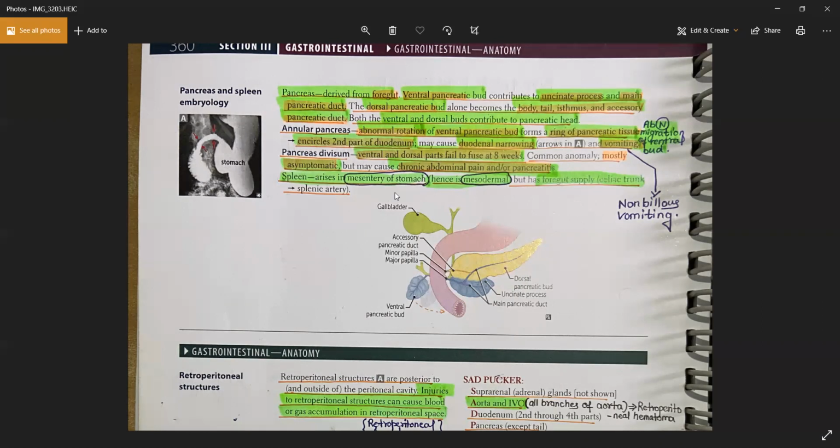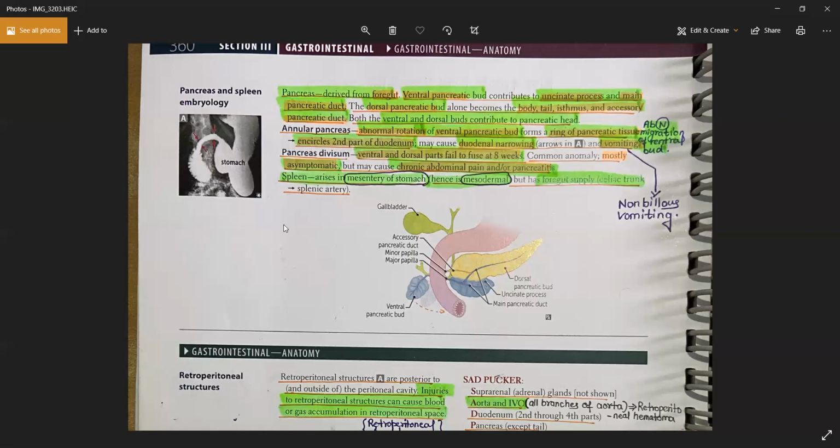Okay, and yeah, as you can see, in this case there's a circling of the duodenum happening, right? And because of the circling, what can happen is the annular pancreas. It can cause the constriction of the duodenum. At the second part, the patient will get non-bilious vomiting, abdominal distension, persistent cry, and yeah, that would be all.